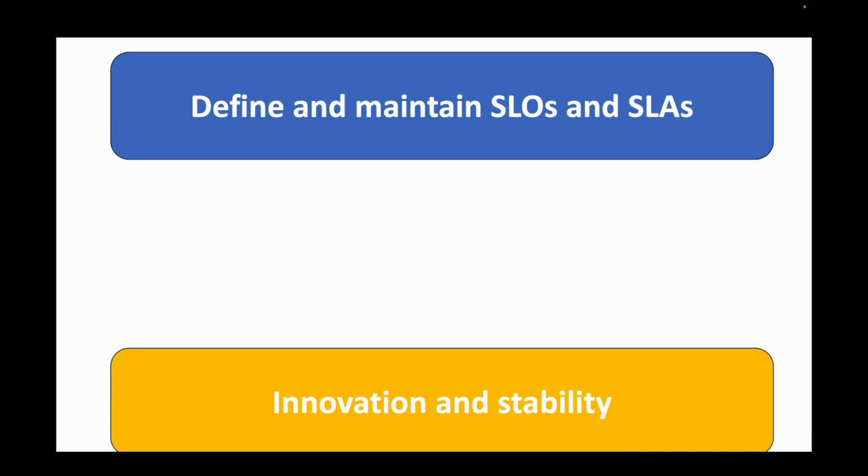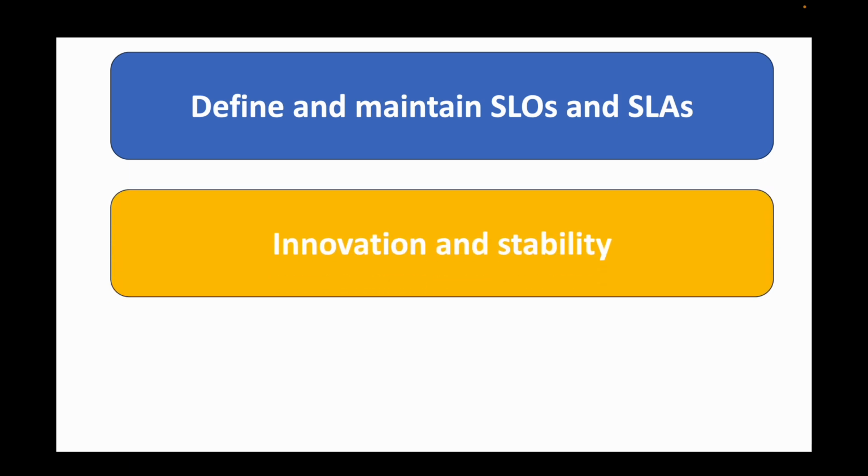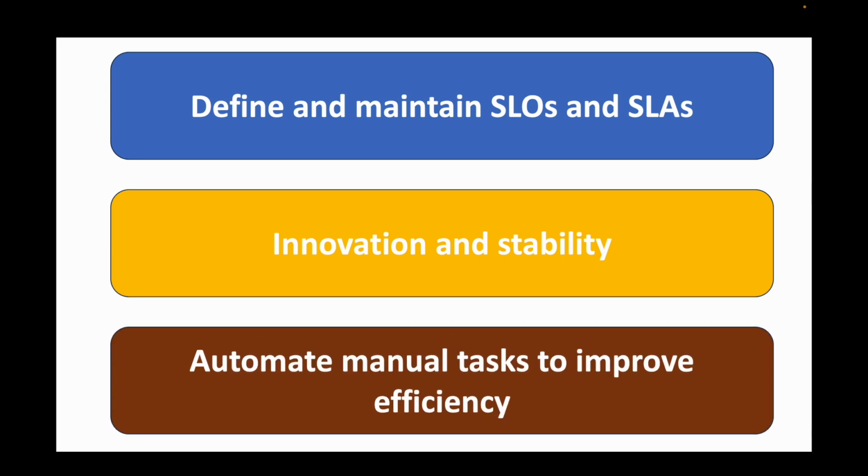Then using error budgets to balance your innovation and stability. And you'll also be responsible for automating any manual tasks which can help your overall efficiency, having better efficiency. So any manual task that can be automated, you will be responsible for that as well.